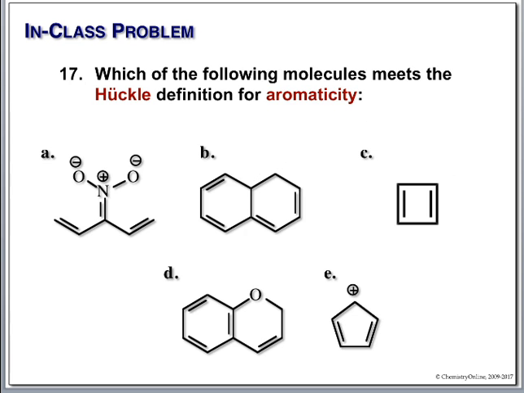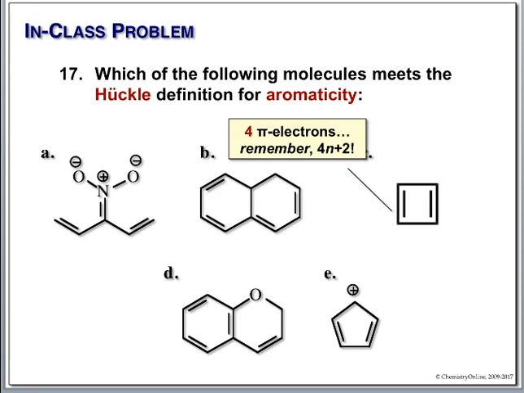This is cyclobutadiene. Now this is planar. This is conjugated. This has 4 pi electrons. Remember, it's 4n plus 2. So this is not a Huckel number.